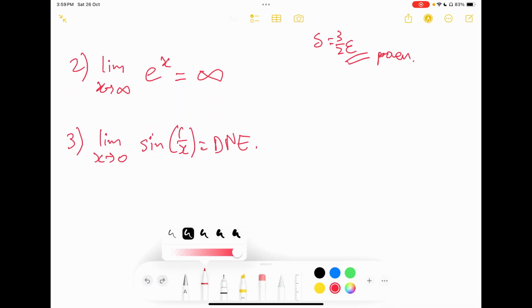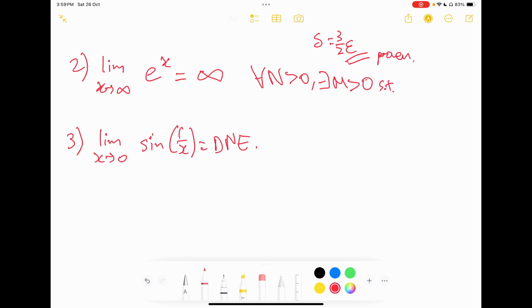Alright, so for this next problem, what we have to do is take a combination of the two kind of infinite limits and limits at infinity kind of proofs. So for this case, I will use n and m to represent really large epsilon and really large delta. So for all n greater than 0, there exists m greater than 0 such that f(x) being greater than n implies x being greater than m.